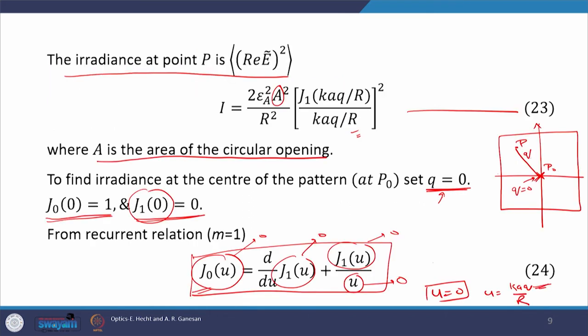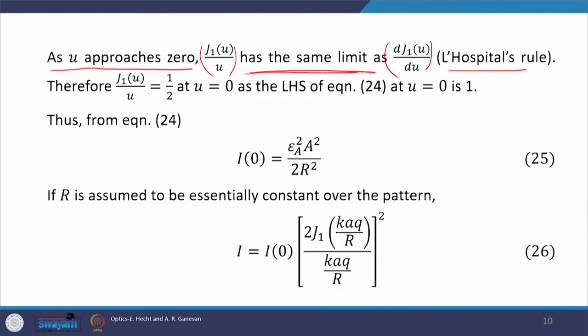Therefore, let us go back. Now in this equation 24, J0(0) is equal to 1, I mistakenly wrote it as 0 but it is 1. Now you see that on the left hand side we have 1 while on the right hand side we have 0 by 0. Here we will use L'Hospital rule. With this, we can clearly see that as u approaches 0, the terms on the right hand side of equation number 24 both have the same limit, while on the left hand side we have unity.